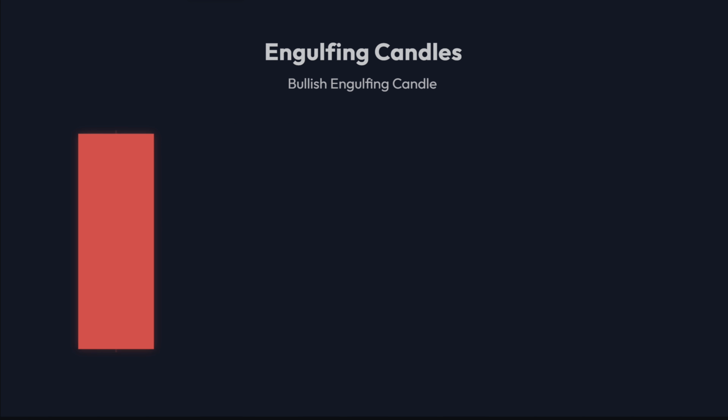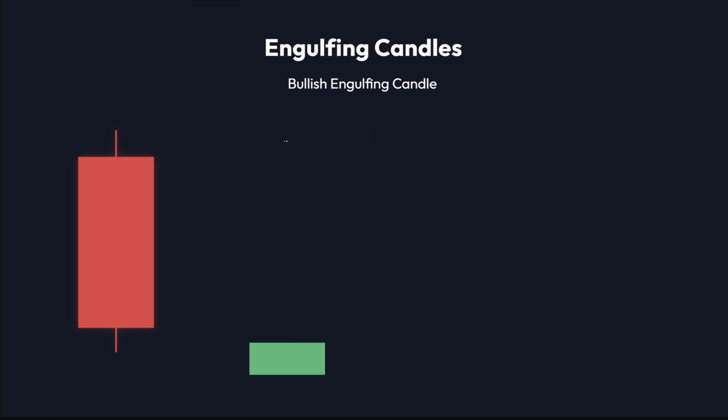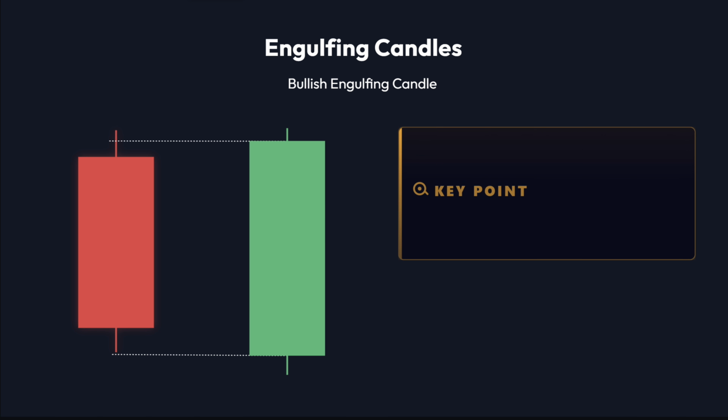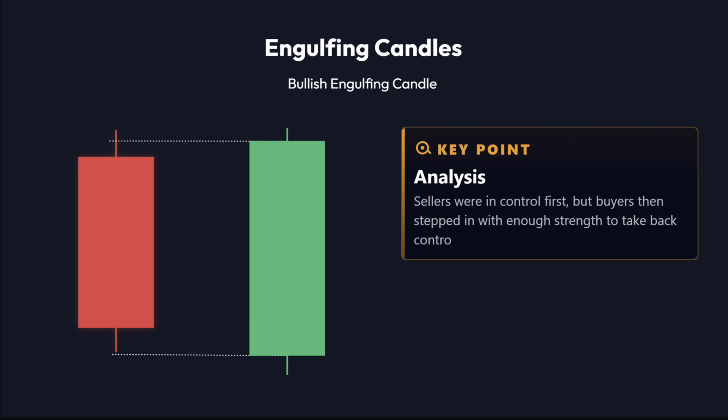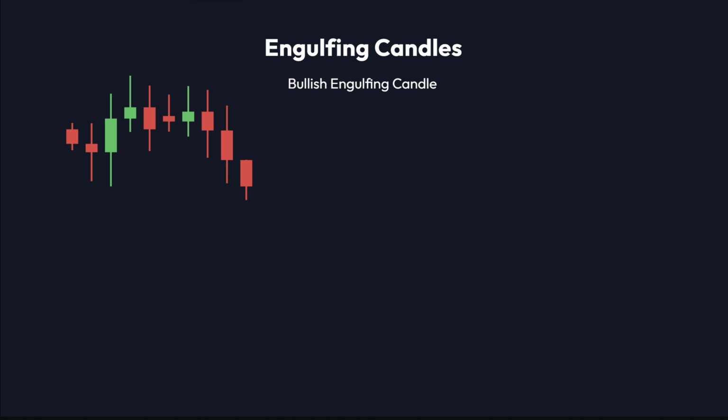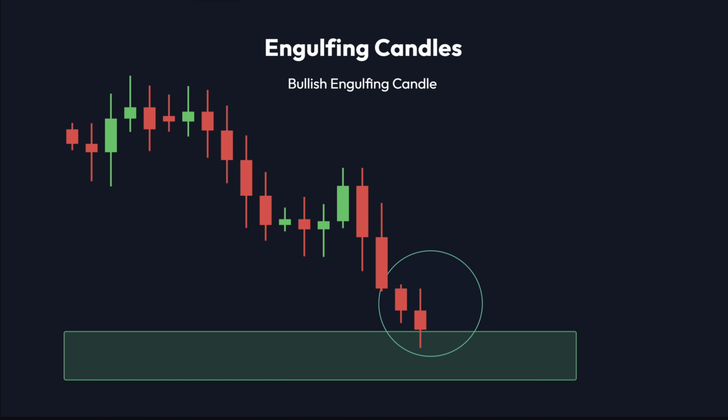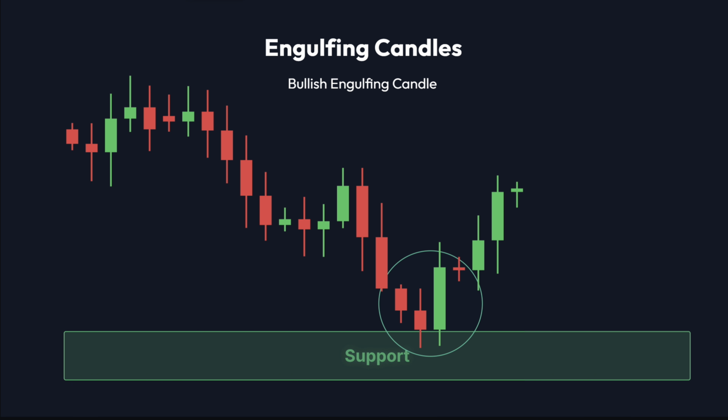A bullish engulfing pattern forms when a smaller bearish candle is followed by a larger bullish candle. In simple terms, sellers were in control first, but buyers then stepped in with enough strength to take back control. Now look at this real chart example. Price moves down into a support area. Sellers push lower, but then a bullish engulfing candle forms.